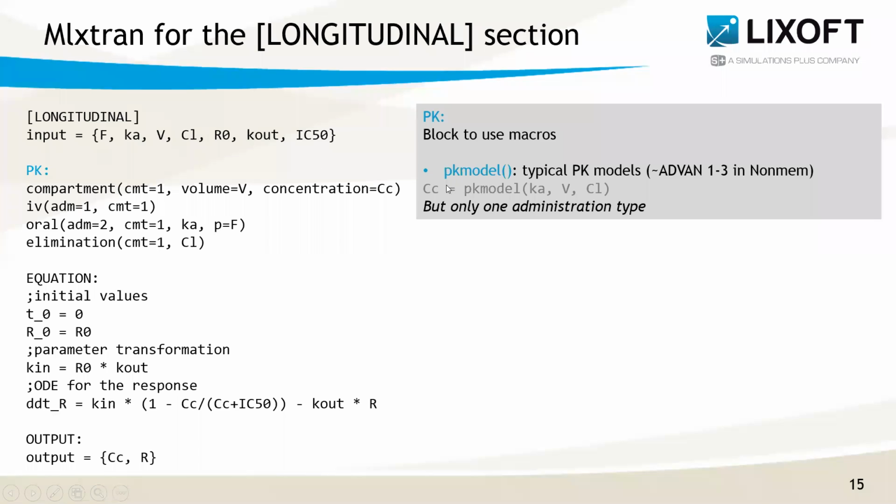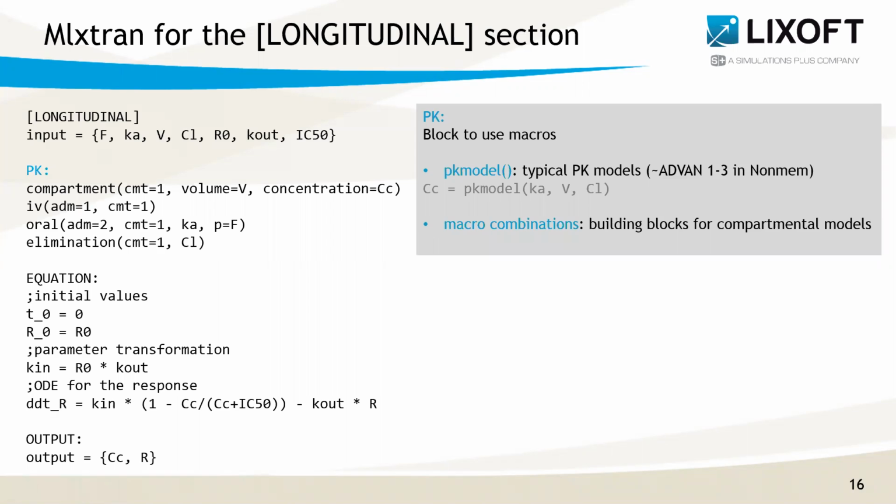For example, I could write CC, that's going to be the name of my concentration, equals PK model, KAVCL. KA, V and CL are recognized keywords, and Simulx will then transform this line into the analytical solution for a one compartment model with first order absorption. So this is very powerful, but the limitation is that you can use only one type of administration in combination with this PK model macro. In my case, I would like to be able to give both intravenous or oral doses.